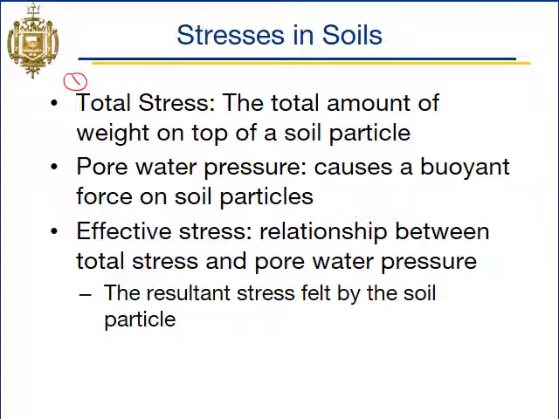All right. The second piece is, all soils pretty much have water in them, and that water creates a buoyant force on soil particles. And we call that buoyant force on soil particles the pore water pressure, right? So if total stress is the amount of weight on top of a soil particle, and pore water pressure is the buoyant force, then the effective stress is the relationship between total stress and pore water pressure. So total stress is helping effective stress, and pore water pressure is hurting effective stress.